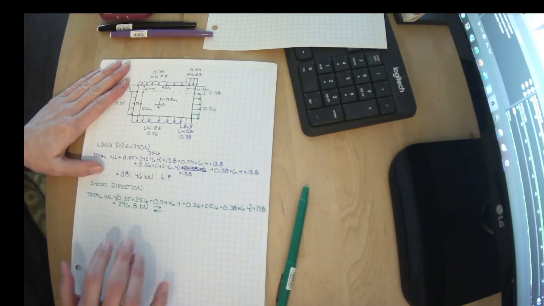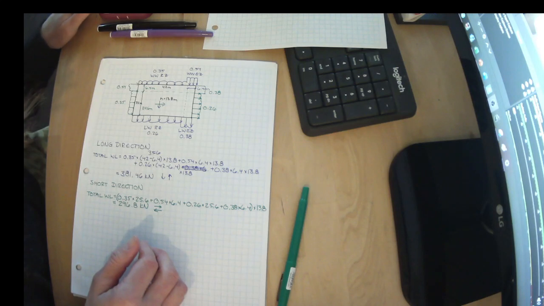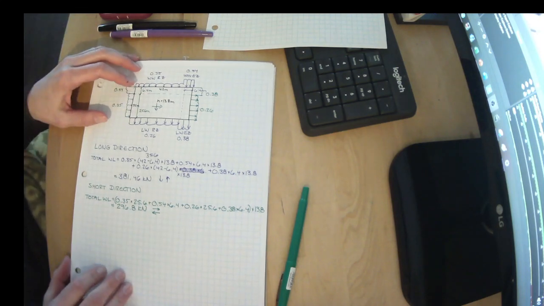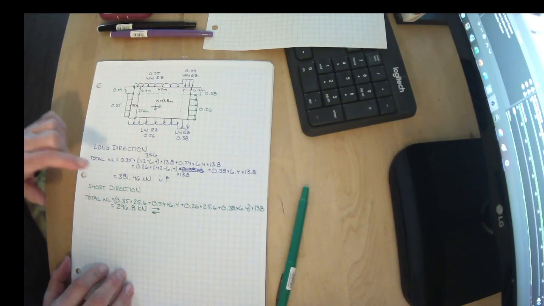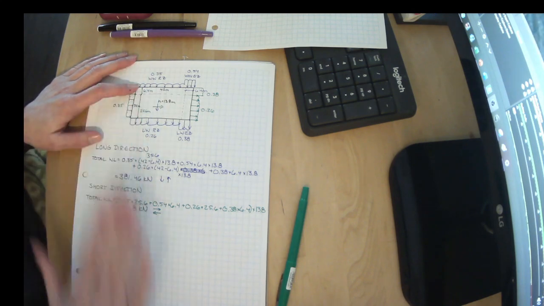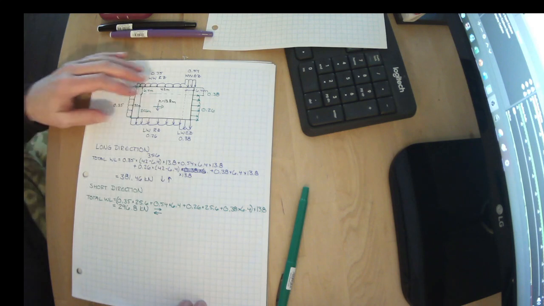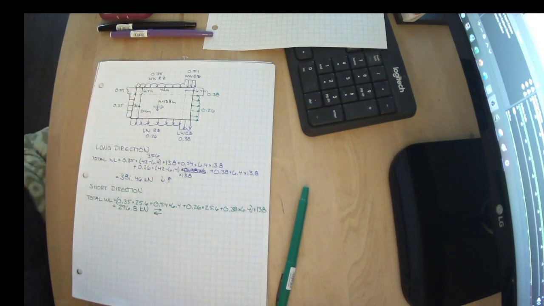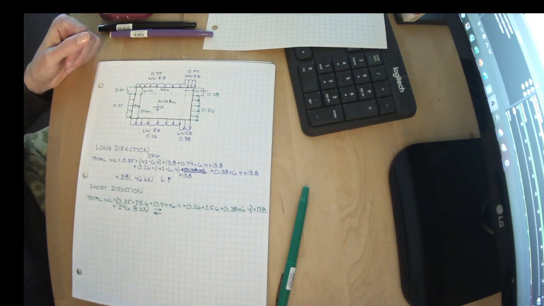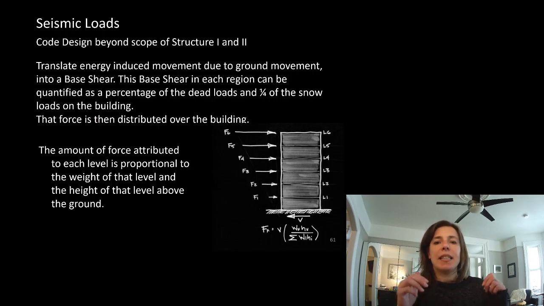So here are our base shears for our building in our strength loads. We have to worry about 381 kilonewtons in this direction and like 297 kilonewtons in this direction. Okay, take a breath. That was a lot. Let's talk about seismic loads now.